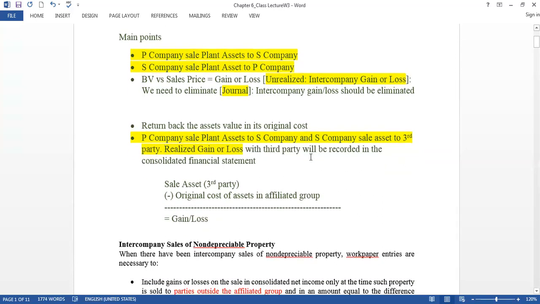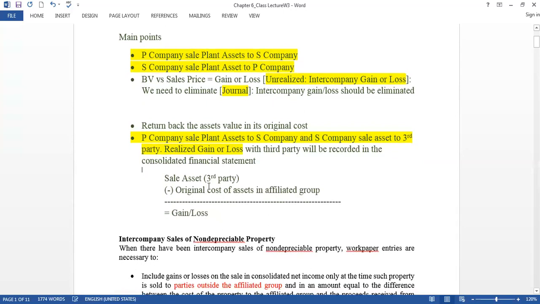So if this is the case, we have to calculate realized gain or loss. Okay. And this is the formula for calculating realized gain or loss with a third party. So sales price, okay, is the sales price of the asset to a third party, minus the original cost of the asset within the affiliated group. Now, this is the important point, to find out which one is the original cost.